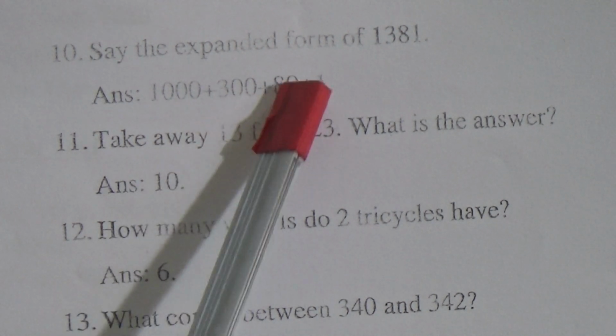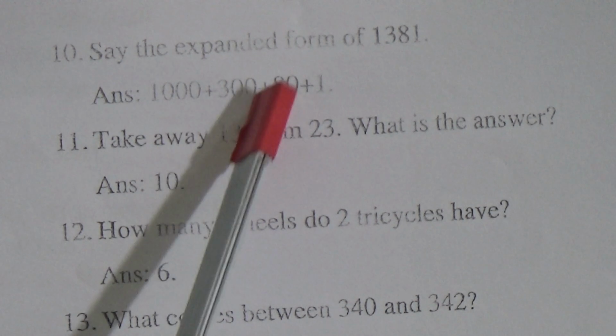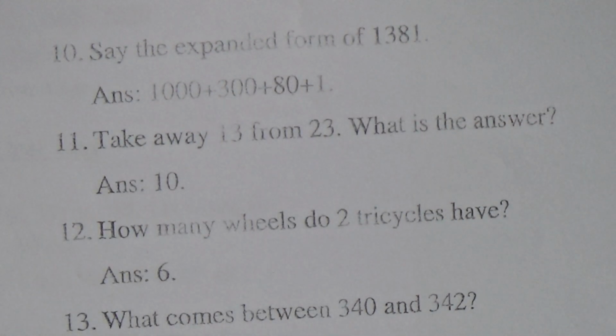300, then we write 300 plus, then 80, then plus 80 and plus 1. So 1000 plus 300 plus 80 plus 1. This is the expanded form of 1381.